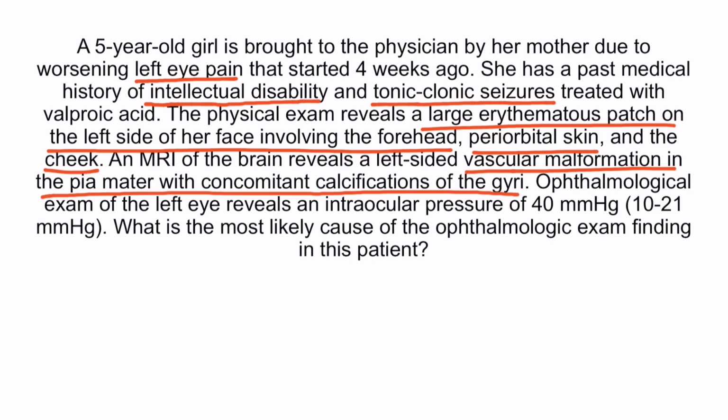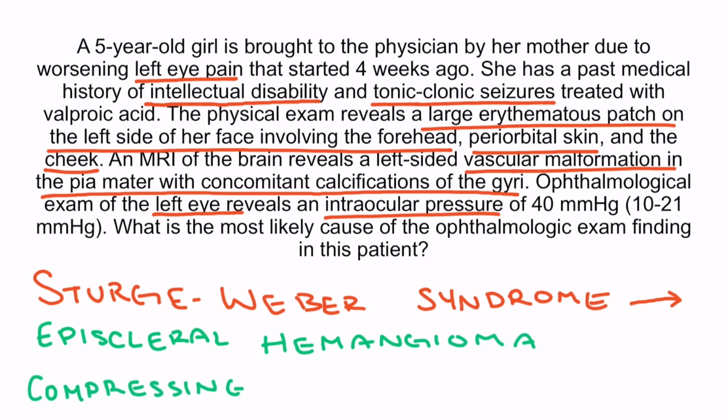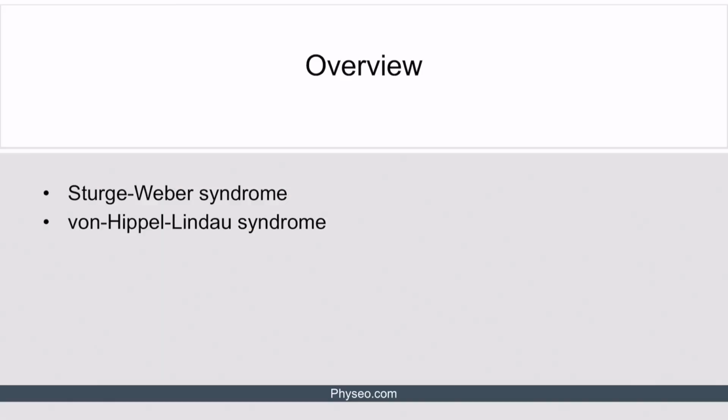This patient has an increased intraocular pressure in the left eye. Increased intraocular pressure and resultant glaucoma in patients with Sturge-Weber syndrome are due to an episcleral hemangioma compressing the eyeball. The last condition that we're going to discuss in this lecture is von Hippel-Lindau syndrome.